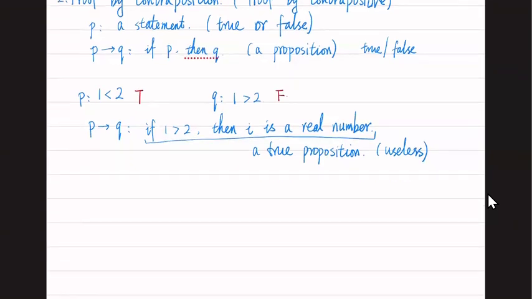So we will introduce the negation. We use the following symbol: we put a bar with a turn, not P. We read this as the negation of P, or not P. For example, if P is 1 less than 2, what's the negation of P?